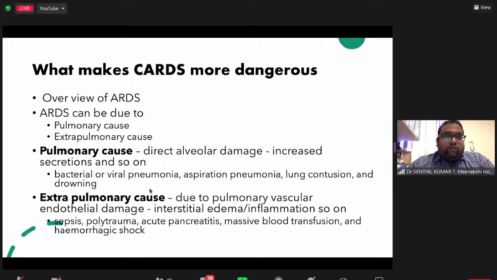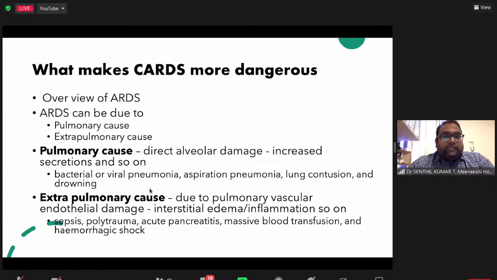And what makes COVID ARDS more dangerous is, before going to COVID ARDS, an overview of ARDS. ARDS could be due to either a pulmonary or extrapulmonary cause. Pulmonary cause is mainly due to direct alveolar damage, and extrapulmonary cause is due to vascular endothelial damage and leaky capillaries, more of an inflammatory process.